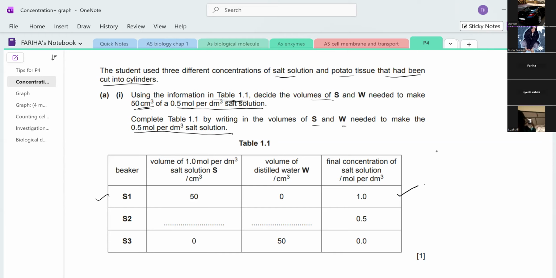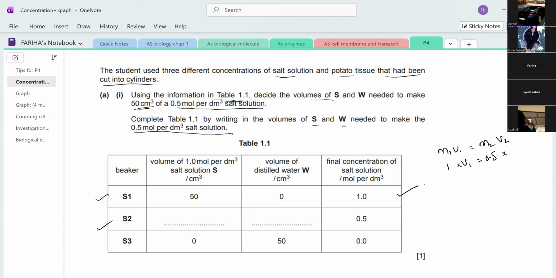What is M1 here? What is the stock solution? What is the concentration of stock solution here? 1. Very good. In S2, what is the volume? Do we know about the volume? No. Okay, so we need to write down 1. What is M2? In case of S2, what is M2? 0.5. Very good. Do you have any doubt?